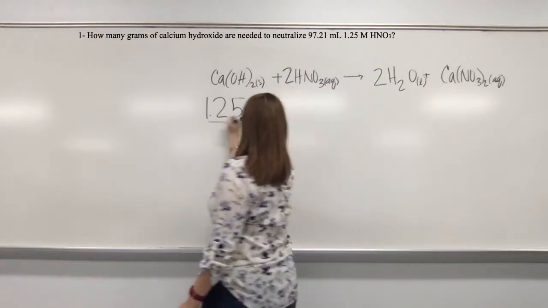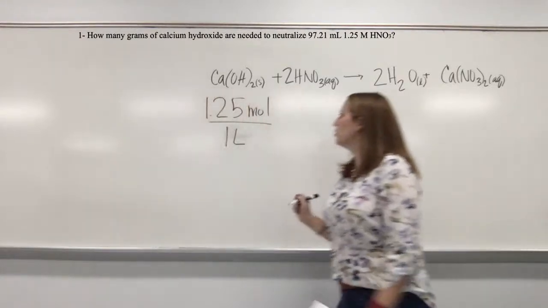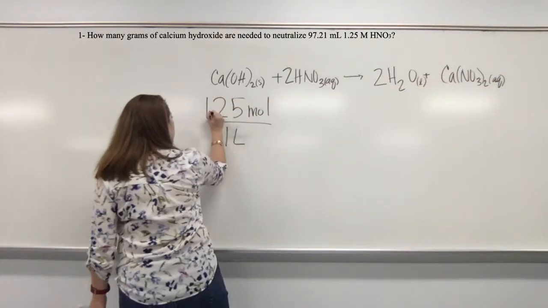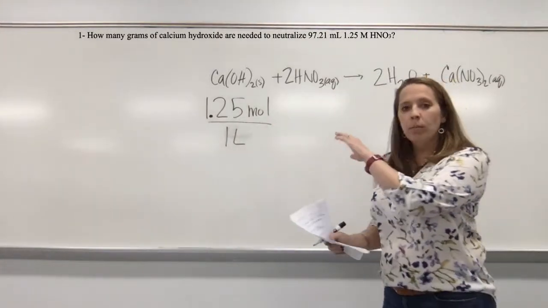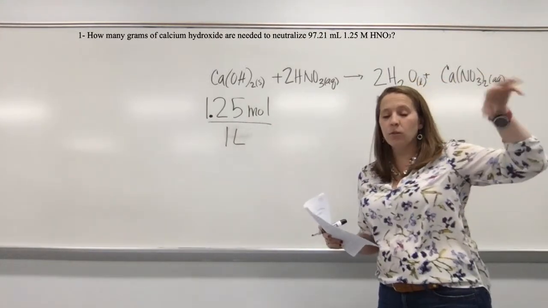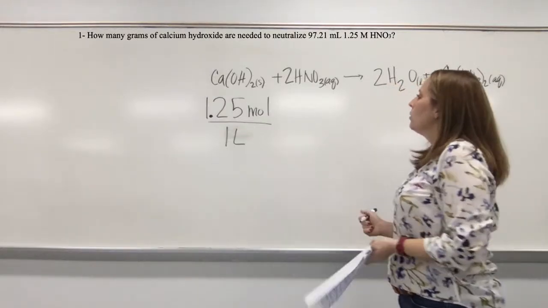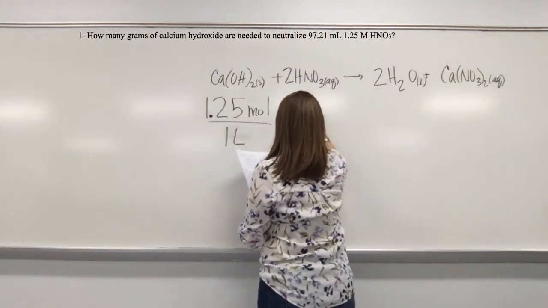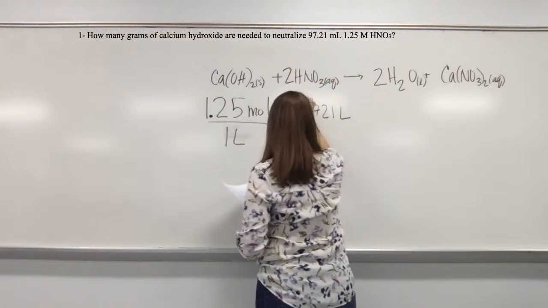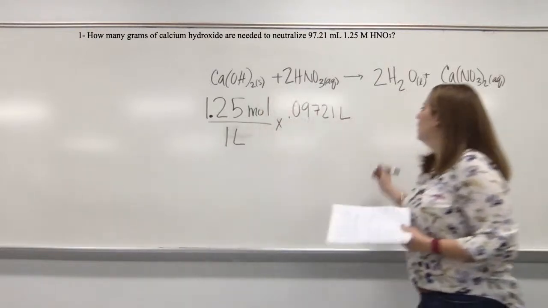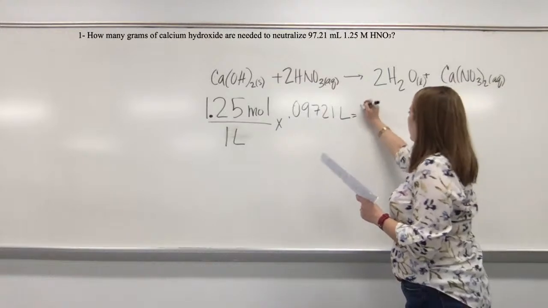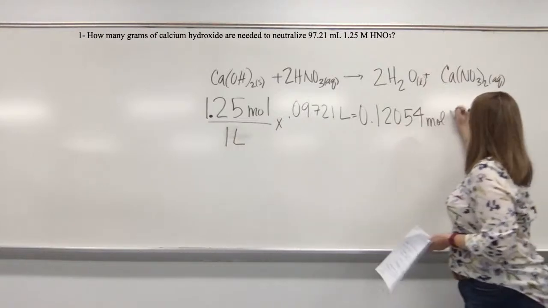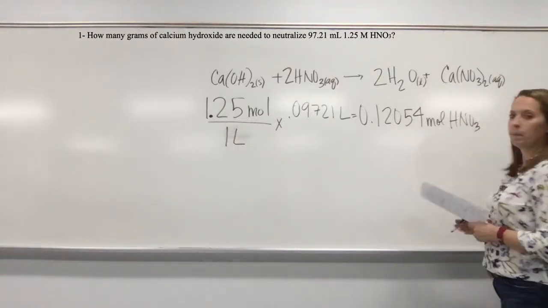We're going to take our 1.25 molar and split the units into 1.25 moles divided by 1 liter. Let's make that decimal point something you can actually see. So our 1.25 molar is 1.25 moles divided by liters. From here, we multiply that by the volume that we used in liters, 0.09721 liter. When we plug this into our calculator, you will get 0.12054 moles of HNO3.